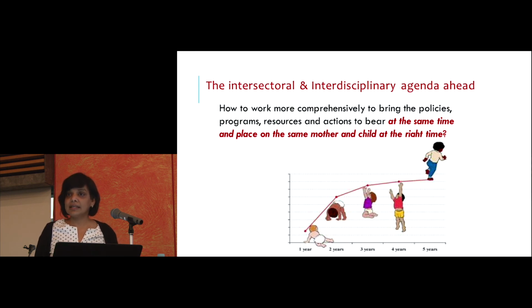Now that seems like a silly question, but often what happens is the Ministry of Rural Development has a fantastic water program somewhere. Agriculture has a fantastic agriculture program somewhere. But really, often a child is not able to take advantage of a package of interventions. So that's what the intersectoral and interdisciplinary challenge is.